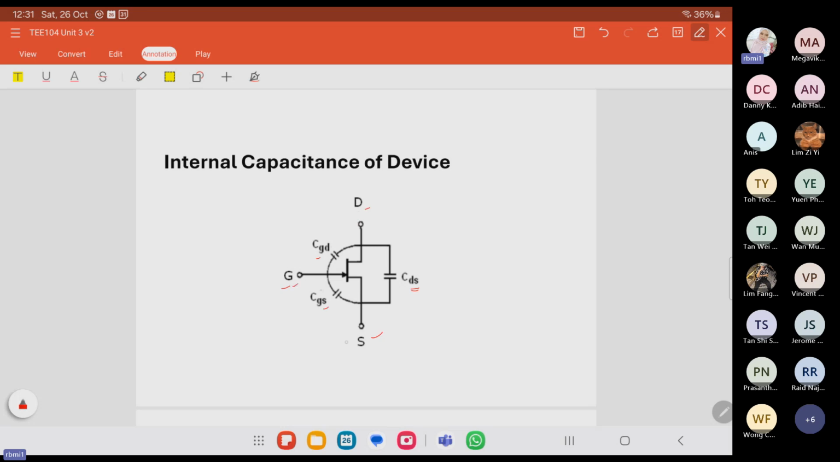The internal capacitances have magnitudes in picofarad to nanofarad, and they appear to be open circuit at low frequency. This is the opposite of the coupling capacitance.